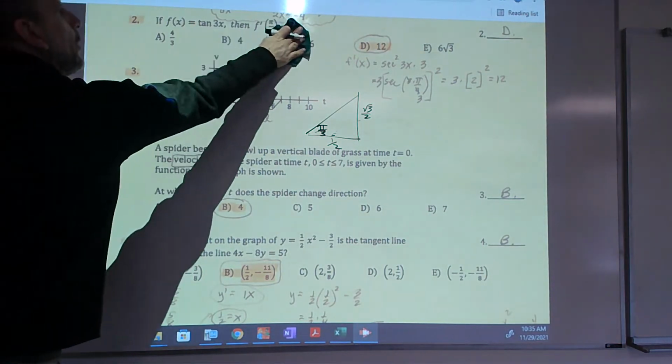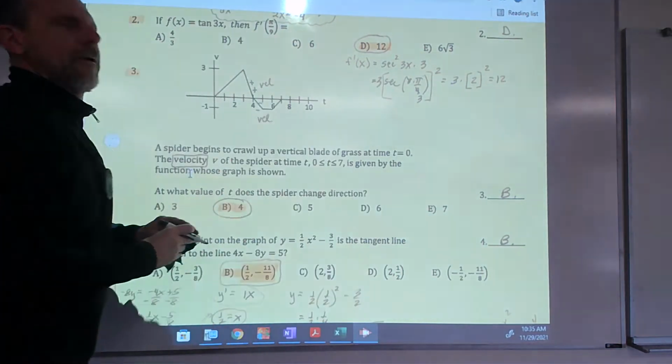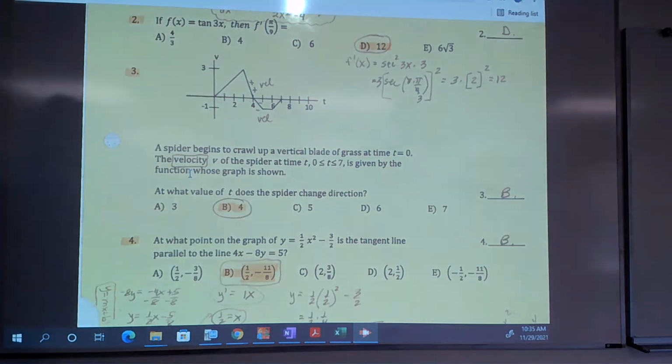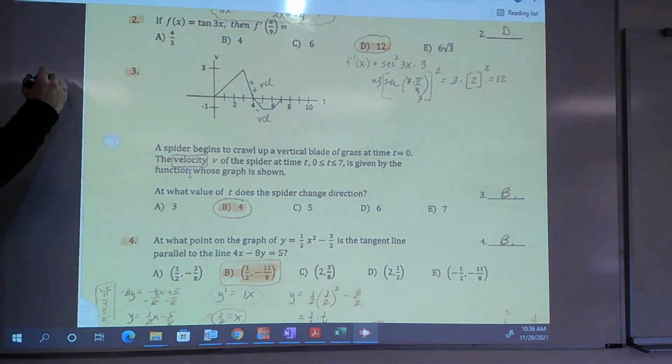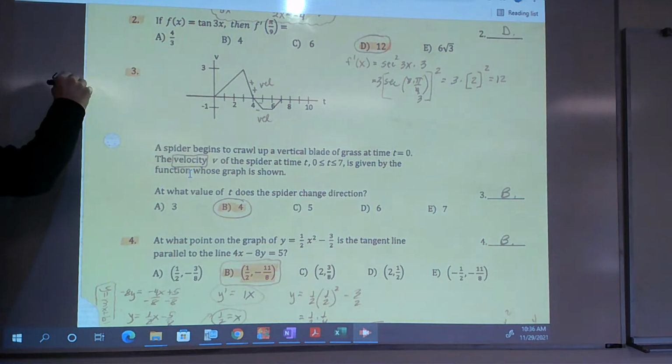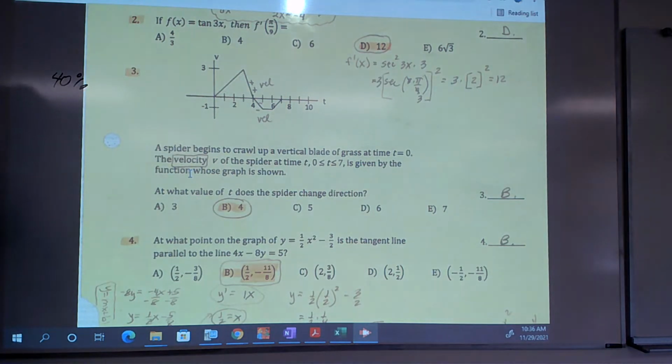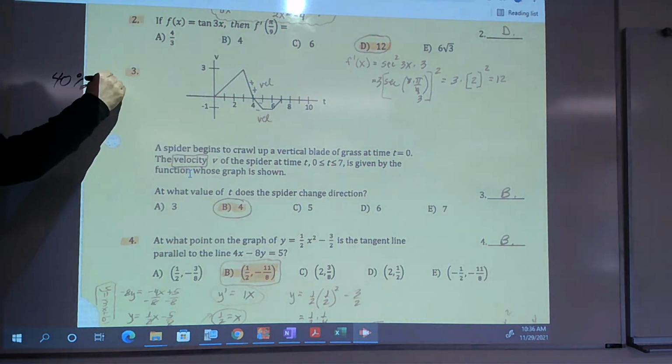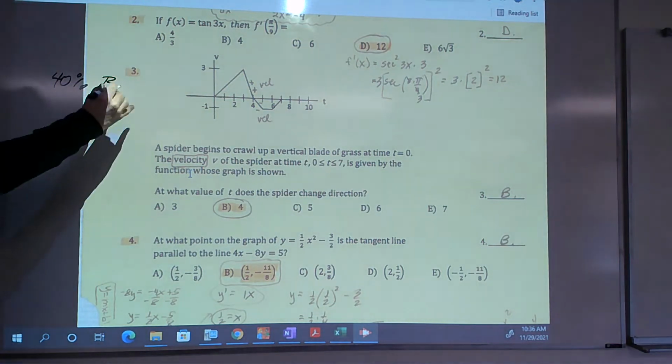All right. Oh, just so you guys know, we're going to curve you like crazy. This is going to be curved. The actual AP curve is somewhere in the 40-ish percent, like 37, 38, 39, 40 percent is a B, or a 3.